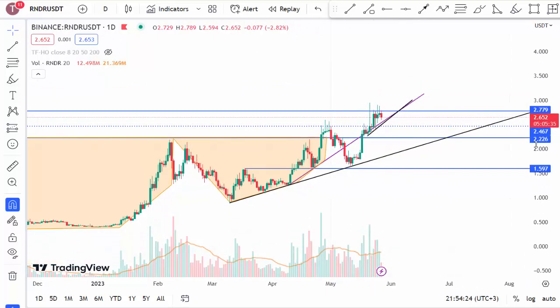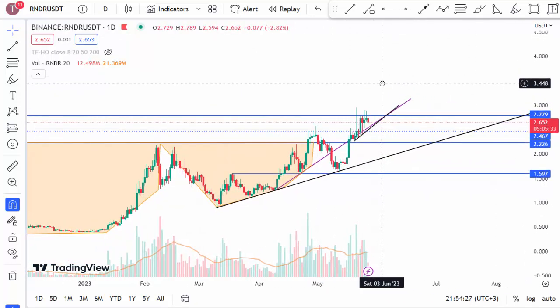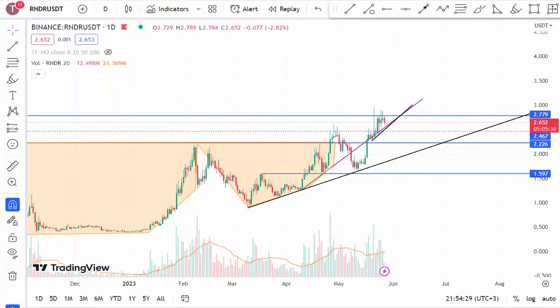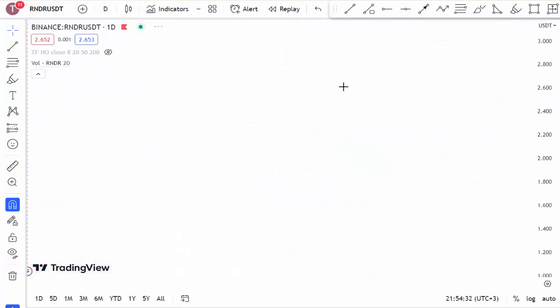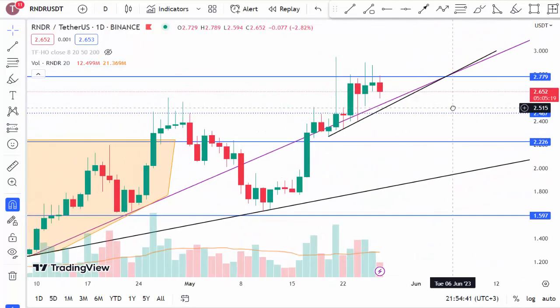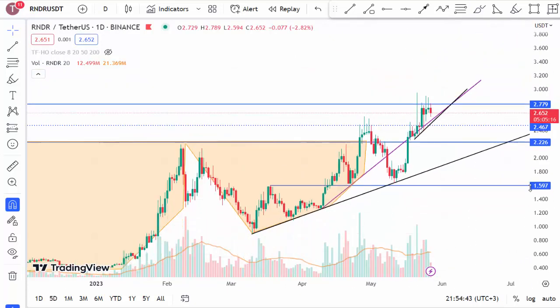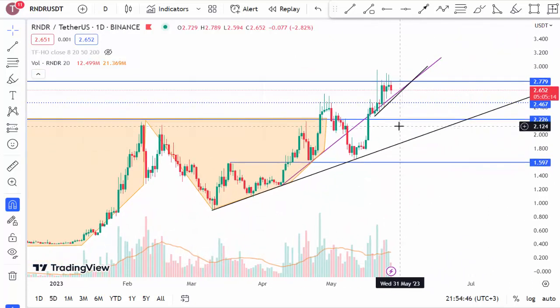Looking at our support and resistance levels, the price has almost reached the purple line. We do not want the purple line to break to the downside because in that case, the price will drop to the 2,226 level initially. Therefore, we do not want that to happen. Moreover, if the price holds at this level, we anticipate it to continue its upward movement.